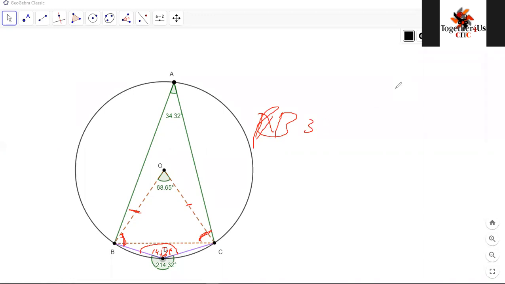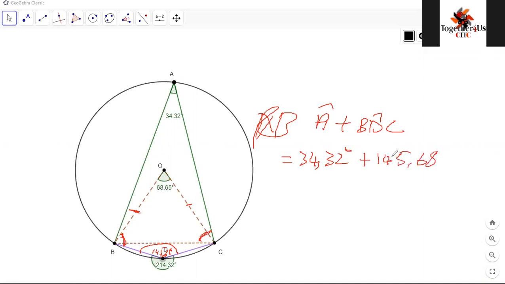or let me just start by indicating the relevant angles. Angle A plus angle BDC, I must show the order in which I'm moving in, is equal to what? 34.32 plus 145.68. All right. And this, guess what, is 180 degrees. That's the interesting result. Not just interesting, but it's actually an important result.